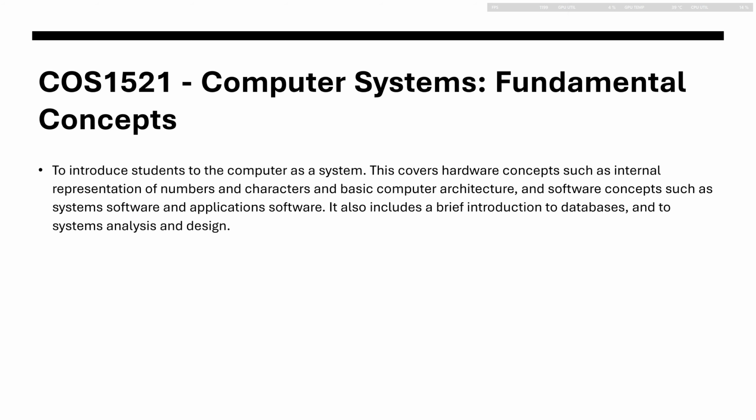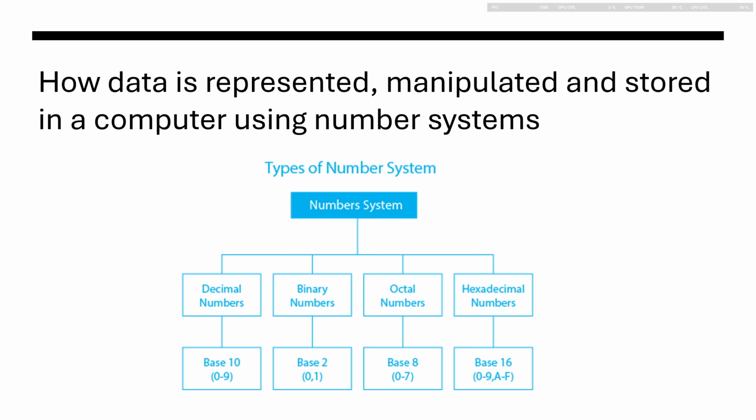Next is COS 1521, Computer Systems Fundamental Concepts. And the description for that is to introduce students to the computer as a system. This covers hardware concepts such as internal representation of numbers and characters and basic computer architecture, and software concepts such as system software and application software. It also includes a brief introduction to databases and to systems analysis and design.